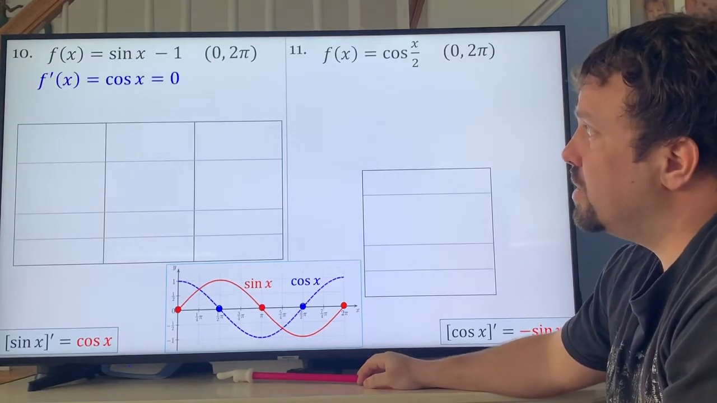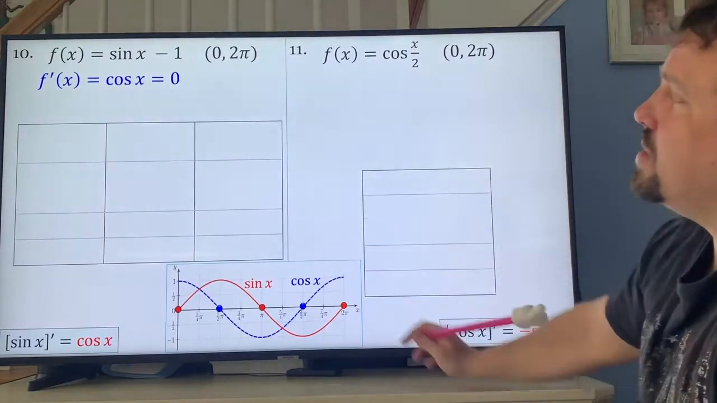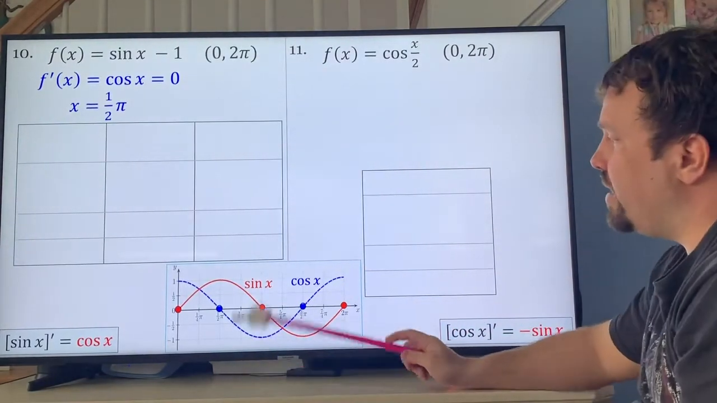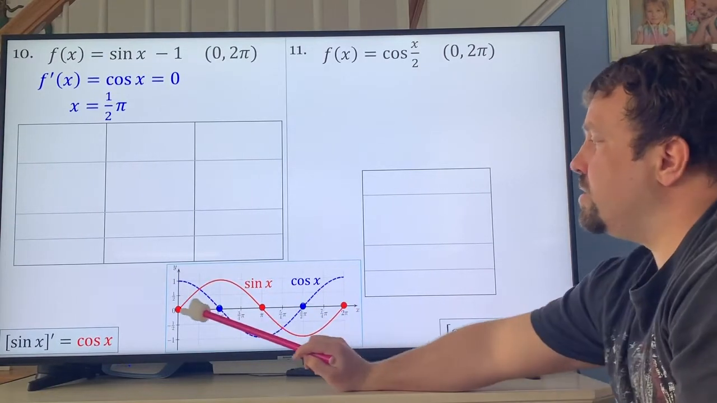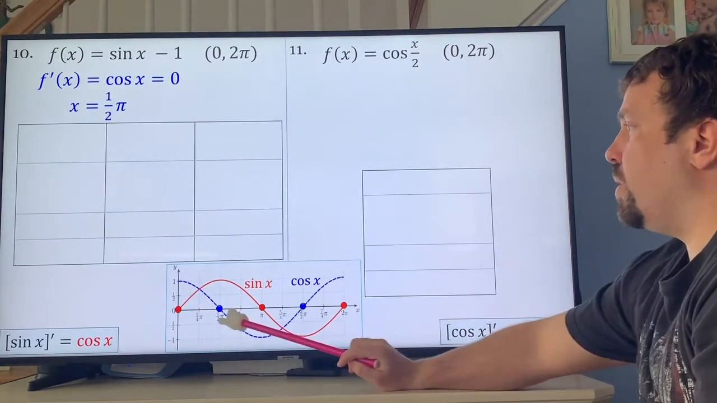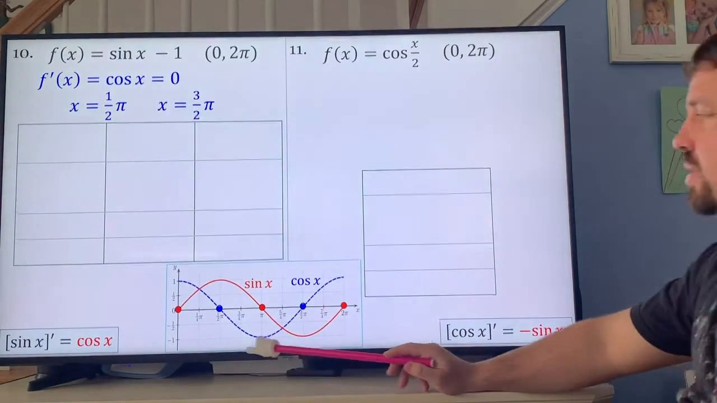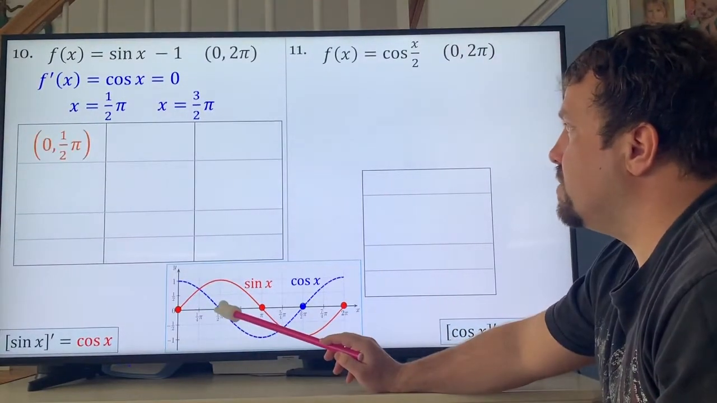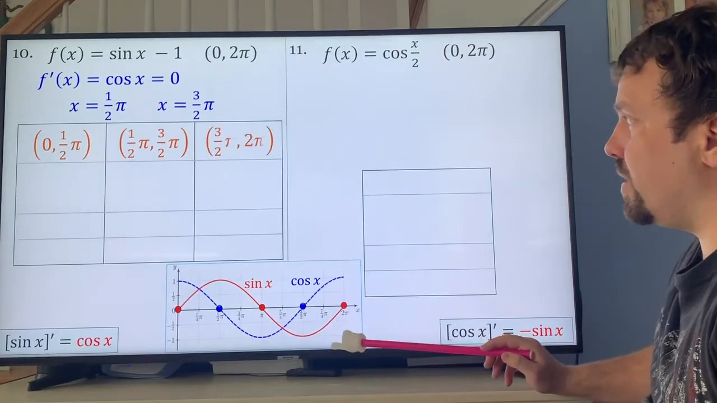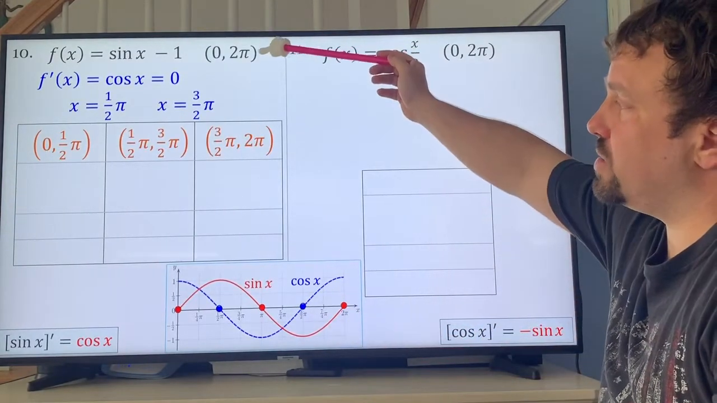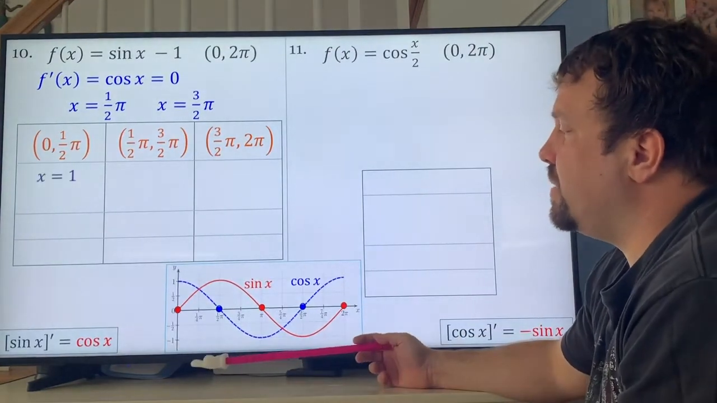So, let's look. Derivative of this is cosine x equals 0. So because this is between 0 and 2 pi, anytime cosine x hits 0 between these 2 points, 1/2 pi and 3/2 pi. So your interval is going to be from 0 to 1/2 pi, from 1/2 pi to 3/2 pi, and from 3/2 pi to 2 pi. And that's just because this was our restraints. Pick numbers between these. I just picked regular numbers.